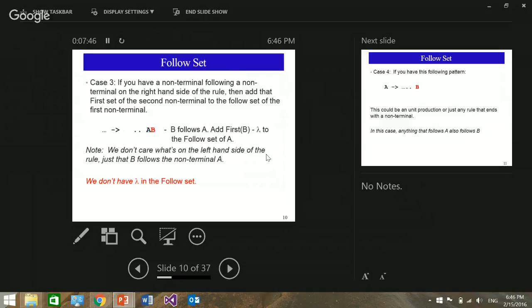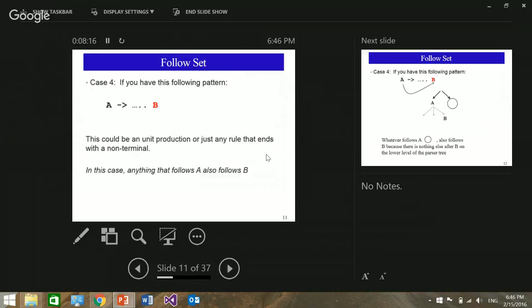So when you take big B's first set and copy it into the follow set of A, you don't copy the lambda. There are simply no lambdas in that follow set. In fact, the follow set deals with the lambdas. What happens when you have lambdas? What token should you see? I'm not going to see a lambda token. There's no such thing as a lambda token. Lambda is nothing. So there are no lambdas in the follow set.